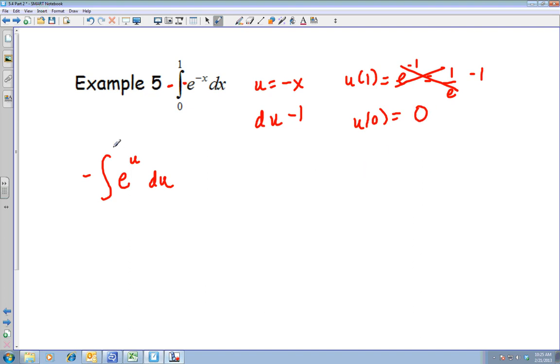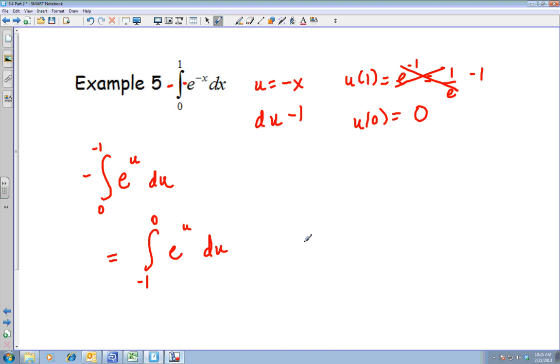So look what happens. I have negative 1 here and 0 here. So remember what happens if I have my lowest number on top? I can switch these, put my negative 1 here and my 0 here, but when I switch them, I have to change the sign of this. So now it's positive e to the u.